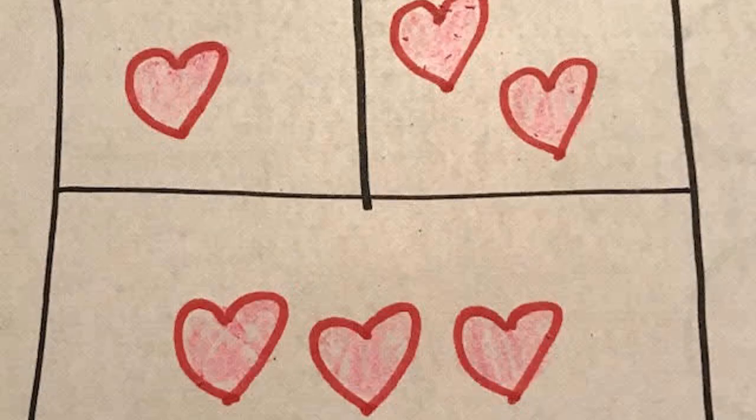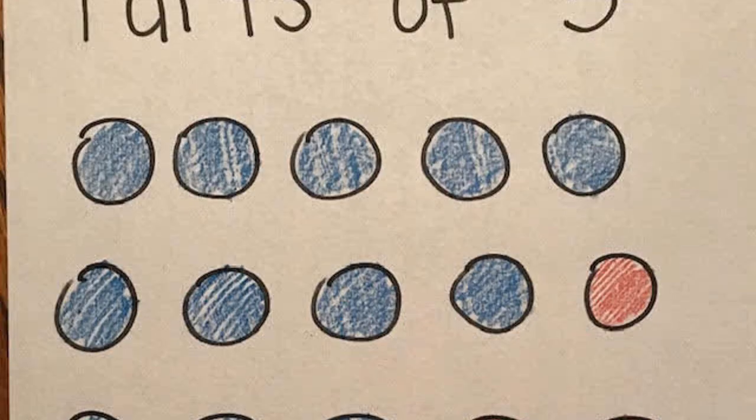Here's an example of drawing hearts to decompose the number 3. I have the parts 2 and 1 and my whole, 3. You can also draw counters. Here I started the parts of 5, drawing counters and coloring in the parts as you go. So you have 5 and 0, 4 and 1, 3 and 2 so far.